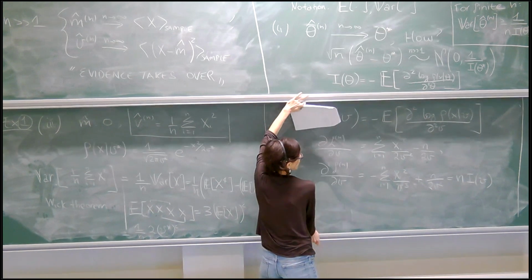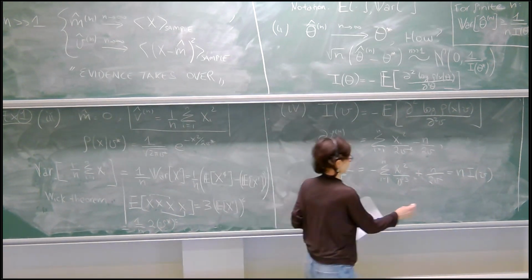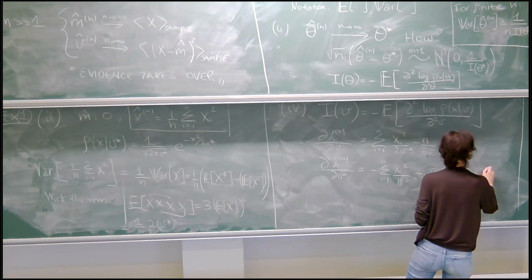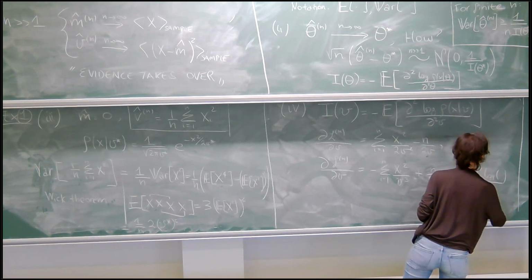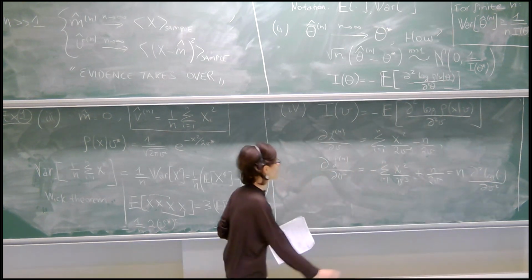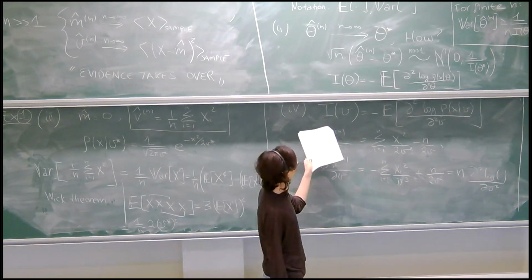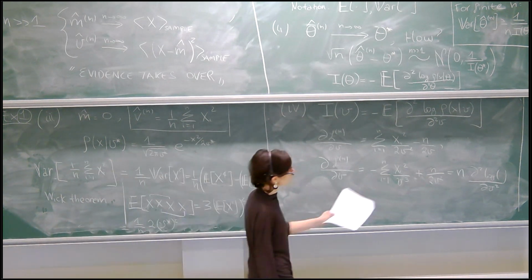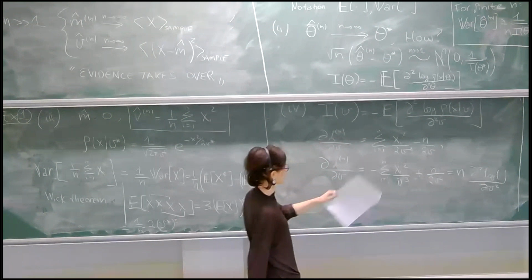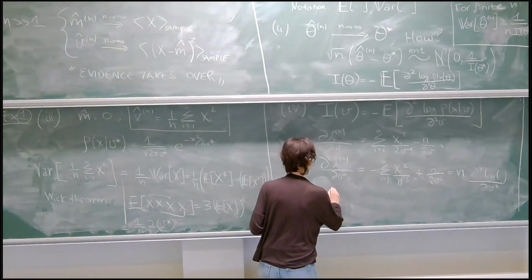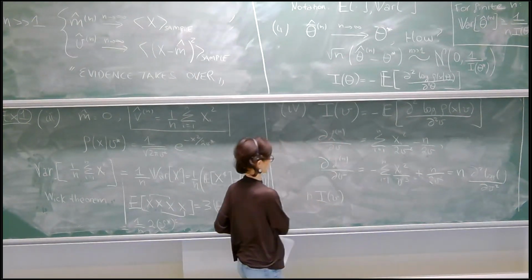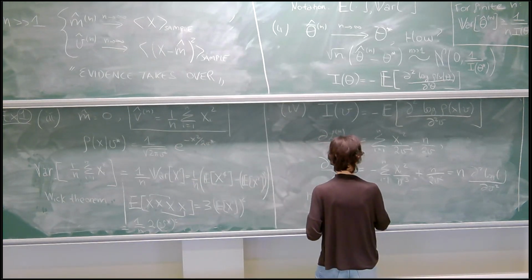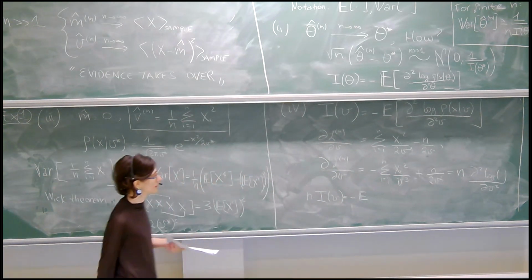So in a nutshell, sorry, this is not yet E of V. This is n times the second derivative of the log over v square. Okay, so now to get E of V, I have to divide by n, and then I have to take the expectation of minus this object in here. So E of V times n is nothing but minus the expectation of this object up here.